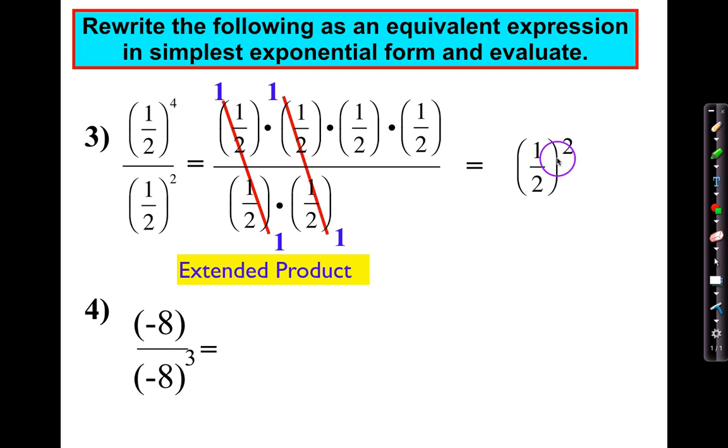So now that is my exponential form. I'm going to evaluate it. So I'm going to multiply using this because it's still here. 1 times 1 is 1, and 2 times 2 is 4. So we have 1/4 as our evaluated answer.